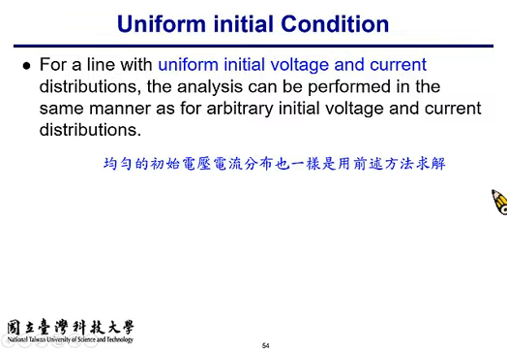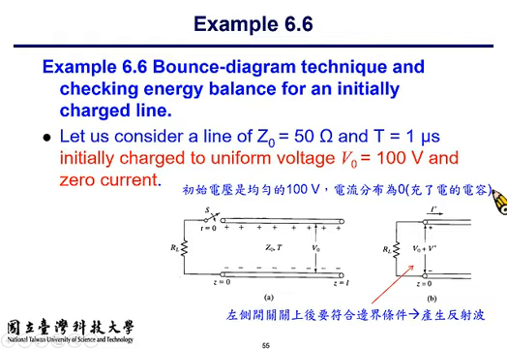Okay, so the very last problem that we will discuss in section 6.5 is the so-called uniform initial condition. For a line with uniform initial voltage and current distribution, the analysis can be performed in the same manner as for arbitrary initial voltage and current distribution. Okay, so here is example 6.6. What do you have with this problem?